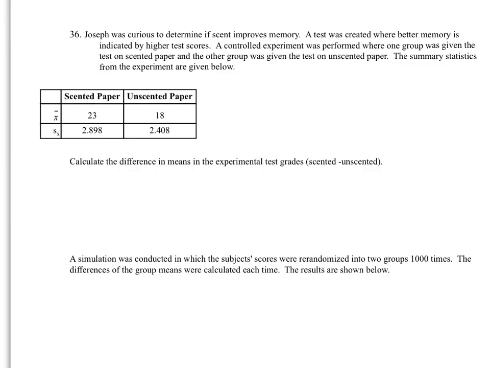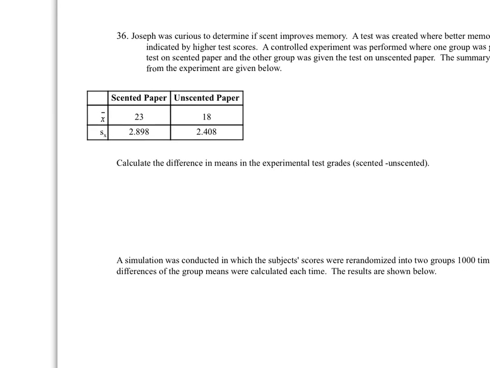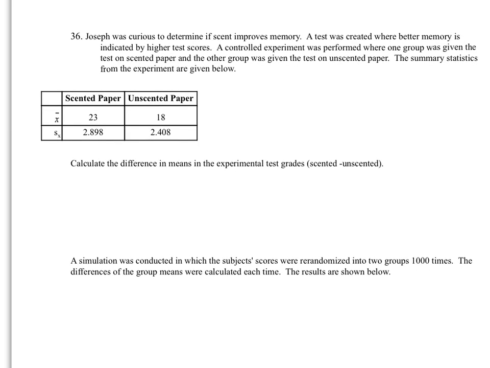Okay, so I assume you've already read the question. It says to calculate the difference in the means. So here are your means. And it says scented minus unscented. So we're going to do 23 minus 18, and I'm going to get 5. So there's the difference in the means.